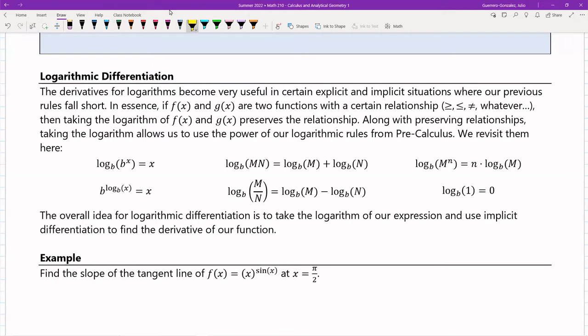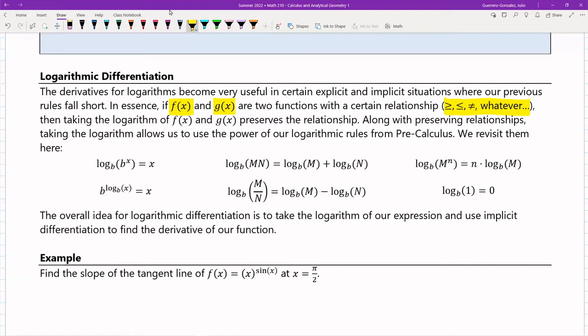So what do I mean by that? Let me repeat that really quick. Let's say you have an f of x and g of x, and they have a certain relationship, whether it be greater than, not greater than, less than, not equal to, whatever. It doesn't matter what kind of relationship it has. Then taking the logarithm of f of x and g of x, whichever logarithm, ln, log base 10, log base 2, whatever, preserves that relationship. So if f of x was greater than g of x, then the logarithm of f of x is going to be greater than the logarithm of g of x. That's the greatness of taking the logarithm.